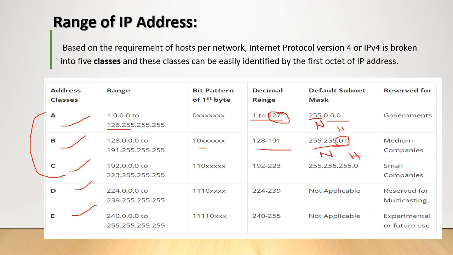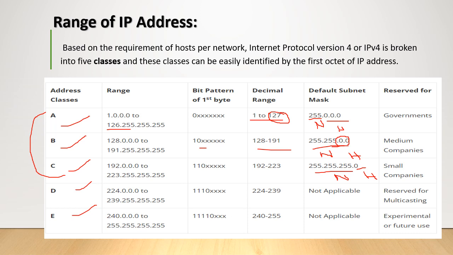In class C, it ranges from 192.0.0.0 to 223.255.255.255, and all ones belong to the network part and the remaining zeros belong to the host part. In class D, the range is 224.0.0.0 to 239.255.255.255. In this, there is no subnet mask. And in class E, 240 to 255, there is also no subnet mask.